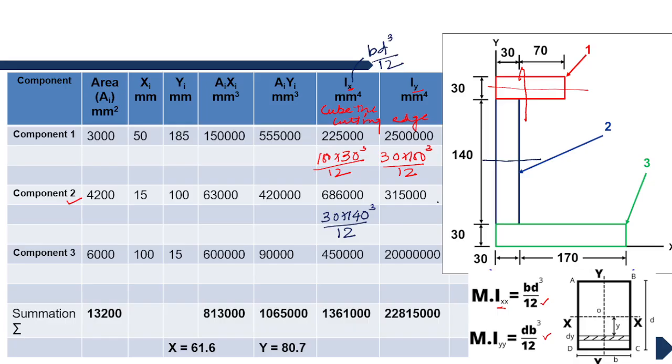In this case about the y-axis, the y-axis will be vertical. It will cut this 30 mm edge, so we'll cube the 30 mm edge, and this 140 will be like this, divided by 12. Similarly, you can do it for this one also, and then you can do the summation at the end, because we need it to find the moment of inertia.